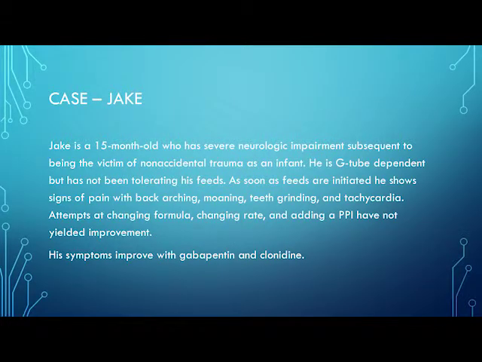All right, so I've talked for a while. Let's do some actual cases to make things more concrete. Jake is a 15-month-old who had severe neurologic impairment after being the victim of non-accidental trauma as an infant. Sorry, it says she, but he is G-tube dependent, but has not been tolerating his feeds. As soon as feeds are initiated, he shows signs of pain: back arching, moaning, teeth grinding, tachycardia. Attempts at changing formula, changing rate, adding a PPI have not yielded improvement. Any idea what might be going on with Jake?